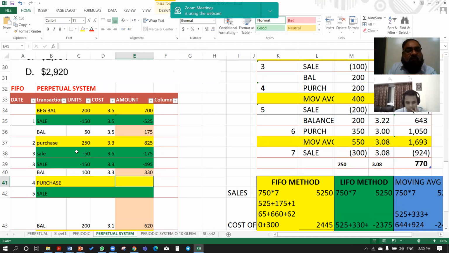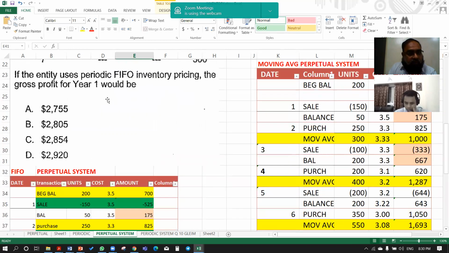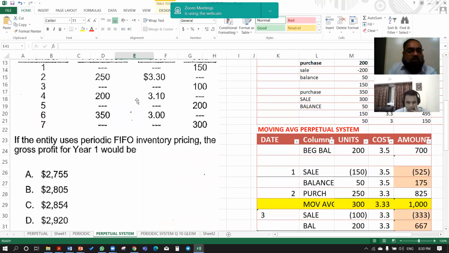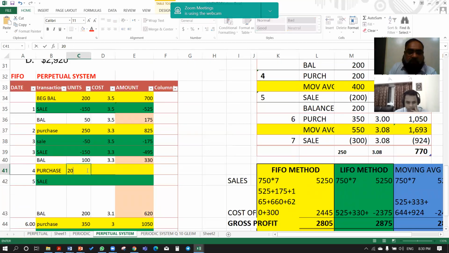So the third transaction we have done, 100 units. Next coming number 4, how many units purchased? 200 units purchased, so I can record 200 purchase at what cost? 3.1. So we can record here 200 units purchased at 3.1. What will be the amount then? 200 into 3.1, 620. So fourth one we have done.